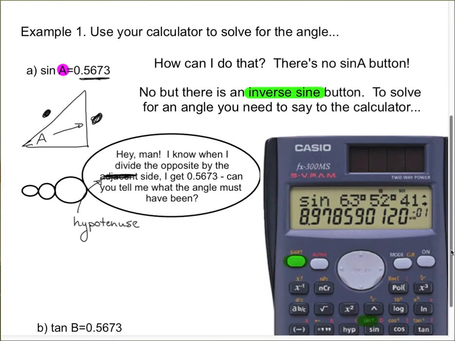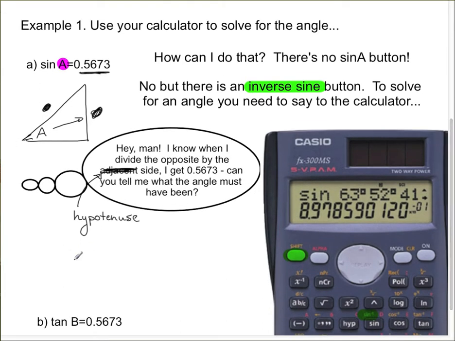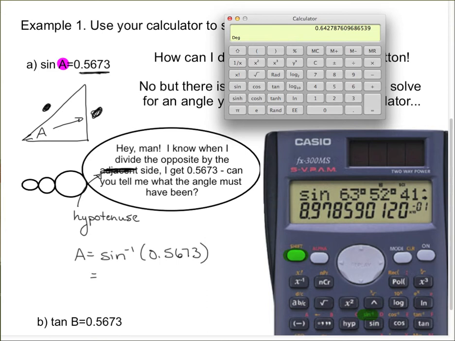So here's how I plug it into the calculator. I say A is going to equal the inverse sine, which is sine -1, of 0.5673. And that's the way I'm going to type it in. Now, that's the way a calculator that looks like this would use it. You would actually press shift and then the sine button and then type this in and hit equals. The calculator that's on my computer is much the same as what you would find on your iPads or iPods.